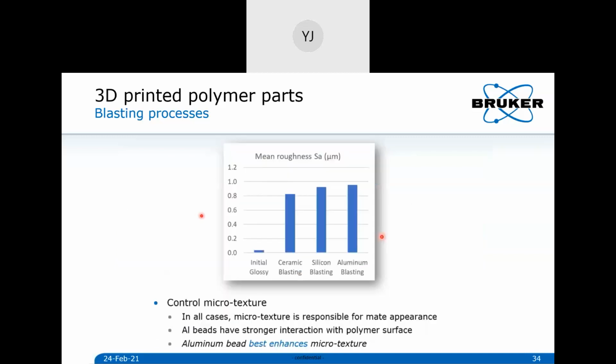Just to give a summary, you can see here the initial glossy surfaces with very, very low roughness, and then you have the ceramic, silicon, or aluminum blasting, and the aluminum blasting seems to give the best response. The aluminum is also a little bit softer compared to the ceramic or silicon particles you use to blast, right? And maybe that's one of the reasons why it seems to improve the texture a lot better than the harder materials like ceramic or silicon.